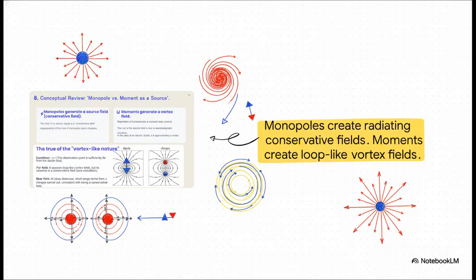This slide shows a really fundamental difference in the shape of the fields these things create. On one hand, you have a monopole, like a single-point charge. It creates a simple source field that just radiates straight out. It's a conservative field, which means if you take a path around a closed loop, the total work is zero. On the other hand, a moment, like a dipole, creates a field that is fundamentally a vortex field. It has a loop-like character. Now, technically, the field from an electric dipole is still a conservative field overall, but from far away it looks like a vortex. Why? Because the close-range contributions from the positive and negative charges cancel each other out.